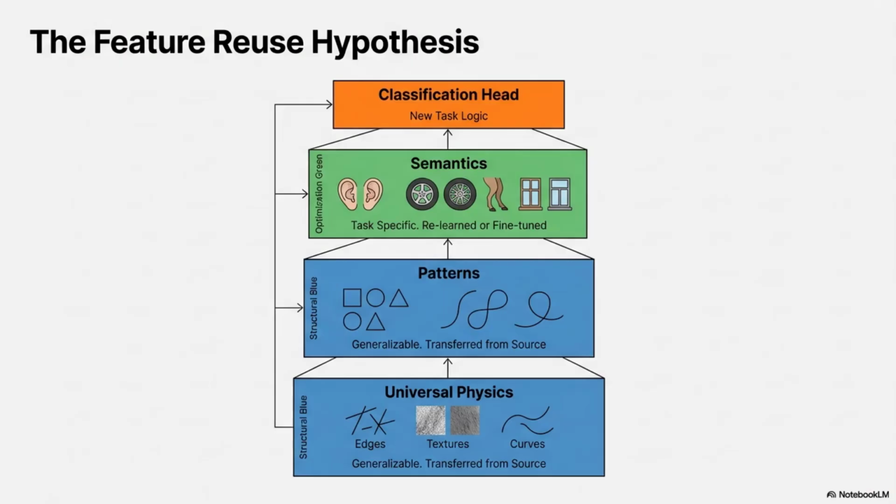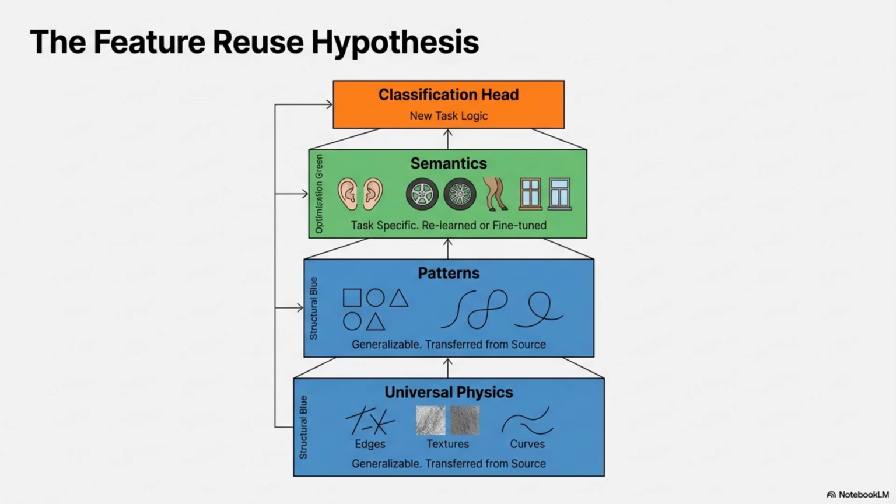And the reason this works so well is explained by what's called the feature reuse hypothesis. See, deep networks learn a hierarchy of features. The earliest layers learn universal concepts, kind of like the physics of images. You know, edges, curves, textures. The middle layers learn more complex patterns. These features are highly transferable. It's really only the final layers, the semantic layers and the classification head, that are super specific to the original task.